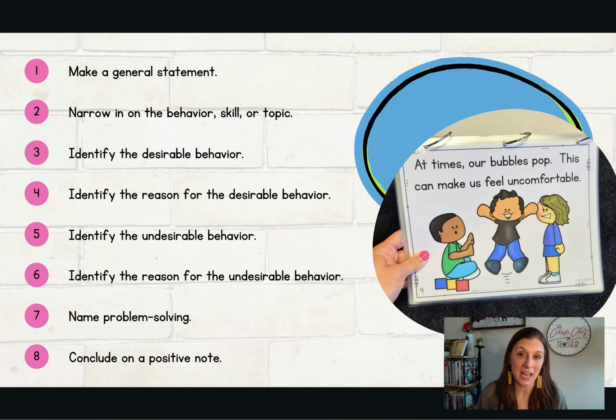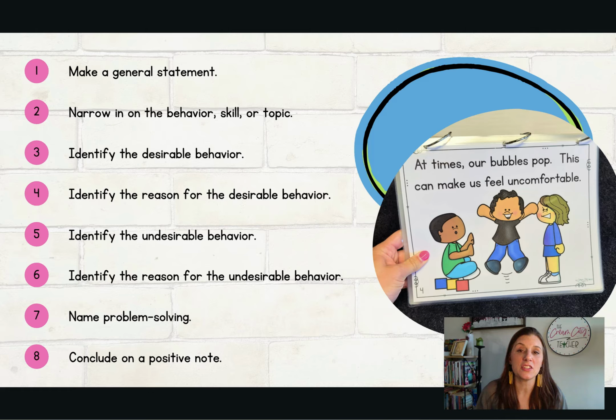First, I make a general statement about school, but the statement leads me into the behavior that I'm going to talk about with the child. The next thing I do is I start to narrow in on the behavior that I see the child displaying. I like to start with the positive. So the third thing that I do is identify a positive behavior. So in other words, it's usually the opposite of what the child is doing.